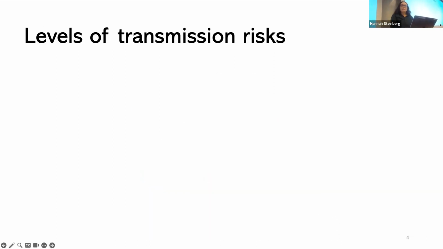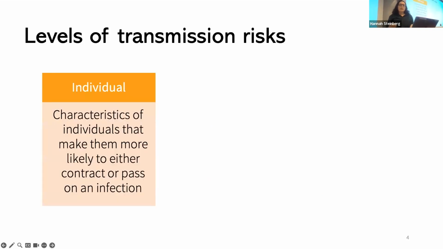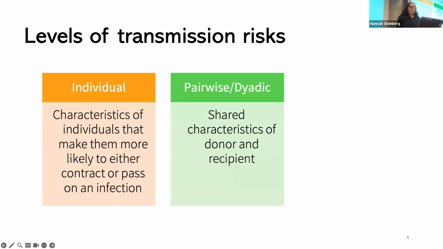So transmission risks can happen on multiple different levels. You can have individual characteristics such as sex and age that make you either more or less likely to either contract or pass on an infection. And then you can also have pairwise or dyadic risk factors, which I think are talked about less often in infectious disease epidemiology, which are basically shared characteristics of someone who gives and gets an infectious disease. So it could be like living in the same house, being of similar ages, things like that.